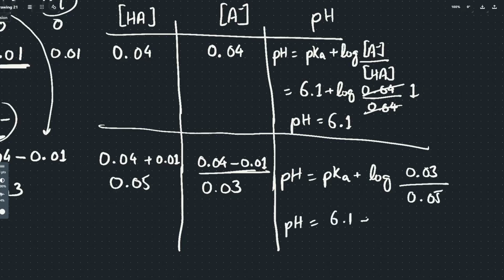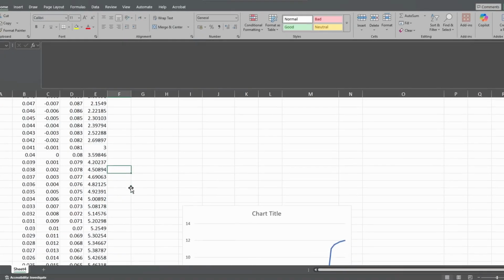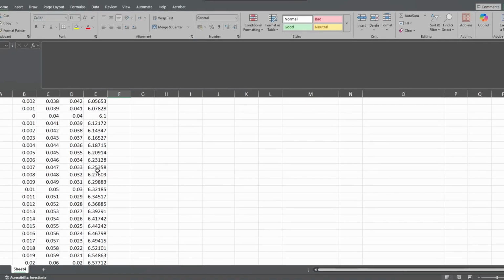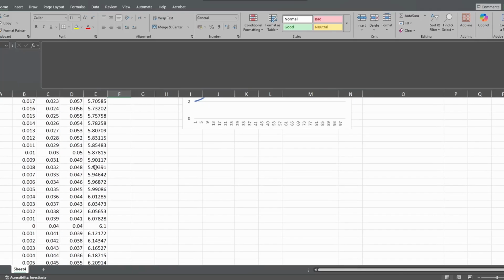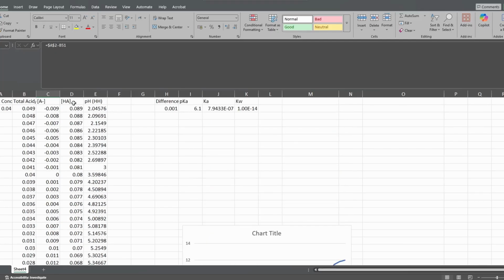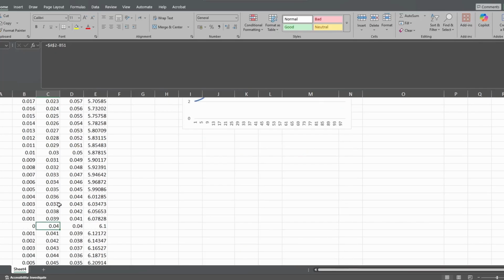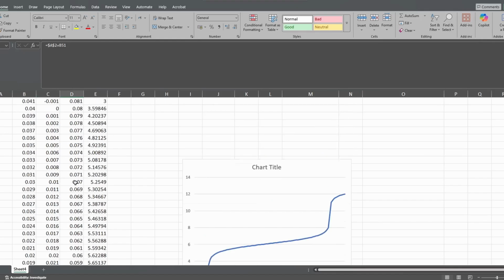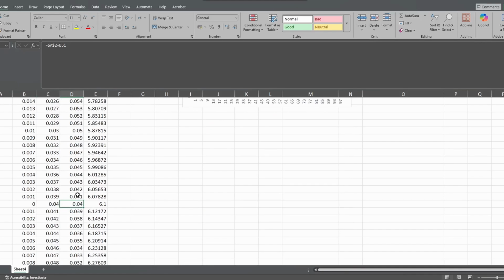6.1 plus... I didn't want to do all this maths manually, so I used the power of Microsoft Excel formulas. It might look intimidating at first sight, but don't worry, it's very easy to understand. Let's suppose we start from here, from 0.04 units of conjugate base and 0.04 units of the acid. Then we gradually start adding the strong acid and its values begin to change.